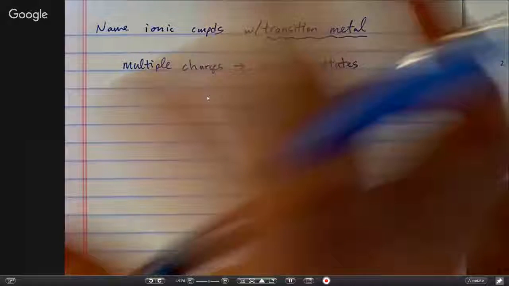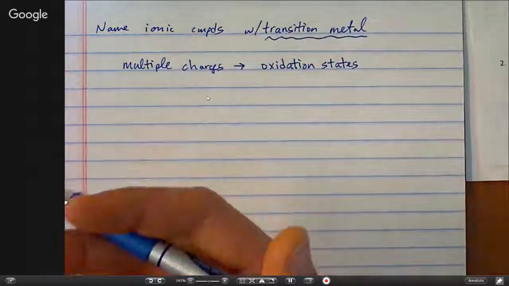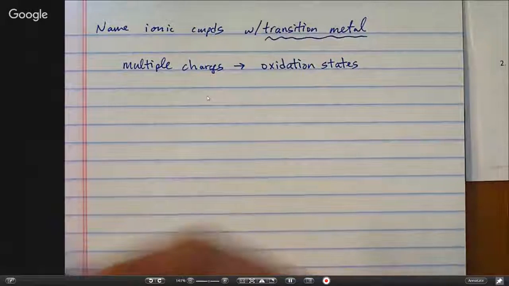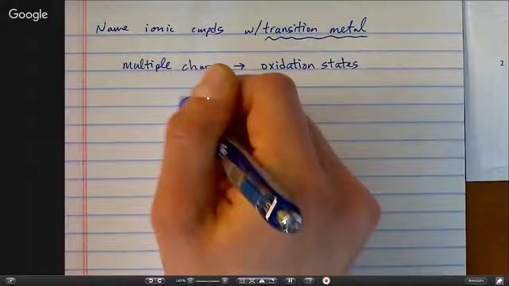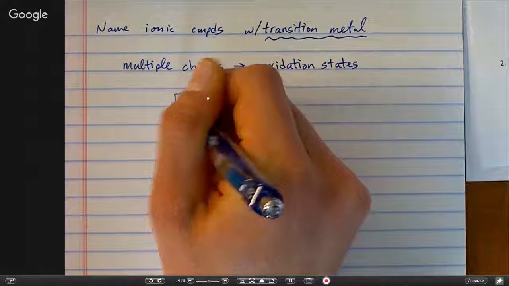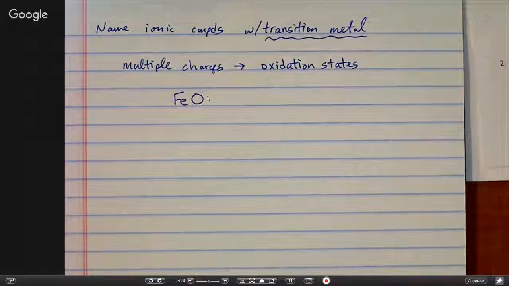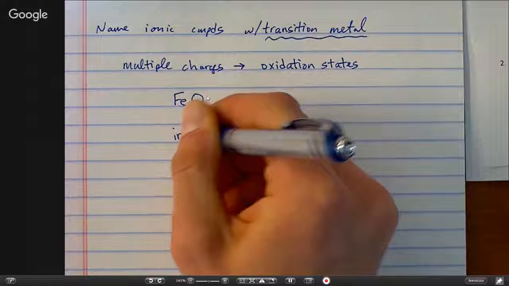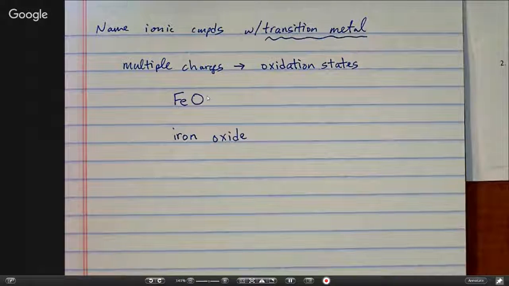So we're not going to worry about the explanation part, but if we come across a compound, we have to figure out, do we name it a certain way specially or not? So let's take, for example, this formula, FeO. How would we name that? If you said iron oxide, you would be correct.